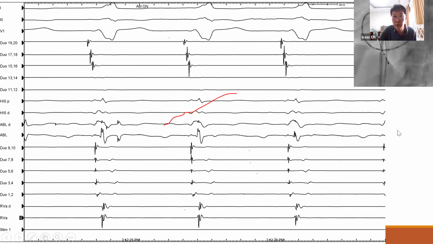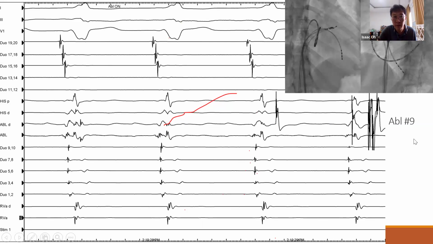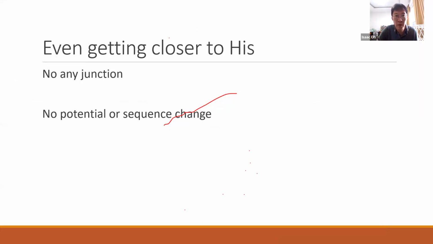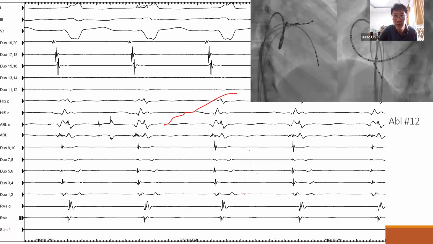And then we tried to find another good point several times according to the ablation signal. And we tried near the septum area. And then I found the A and V quite near, and it looks much closer, but there was no significant change. No junction and no sequence change was shown.